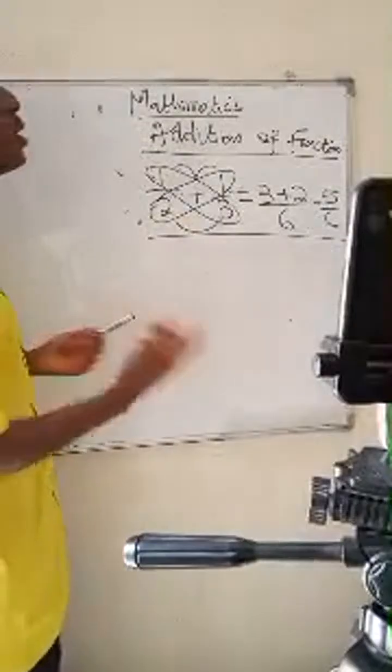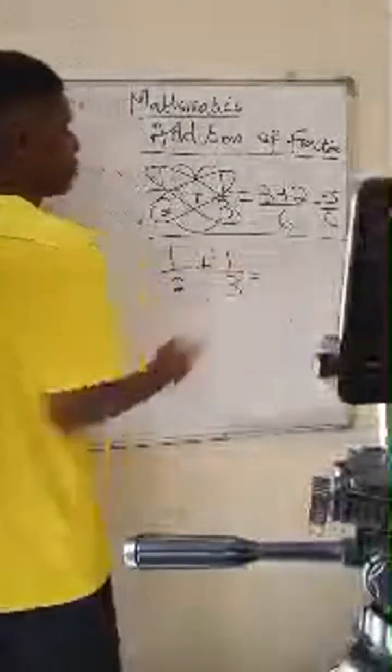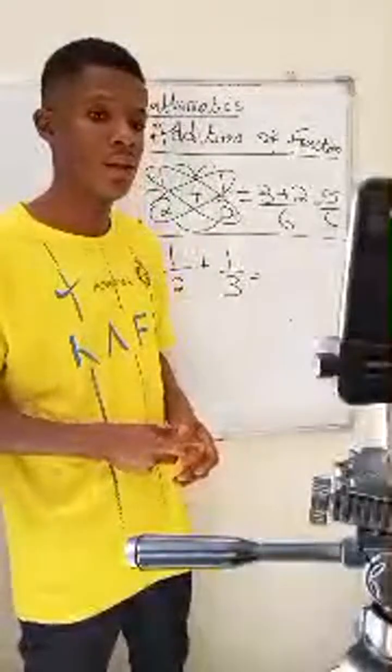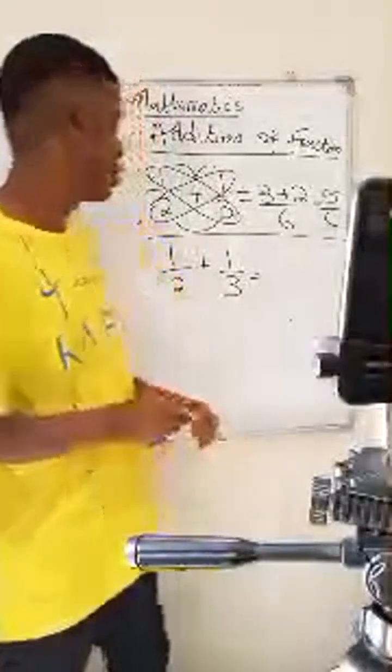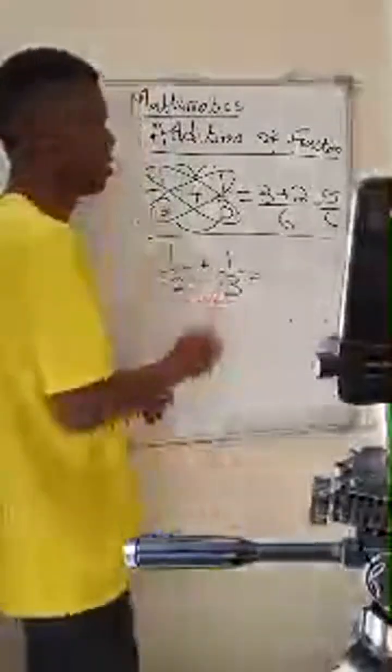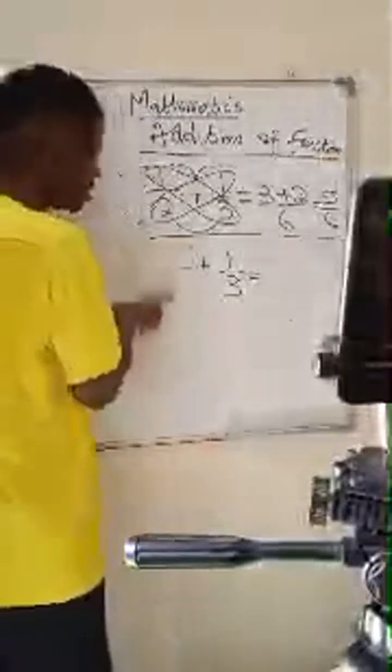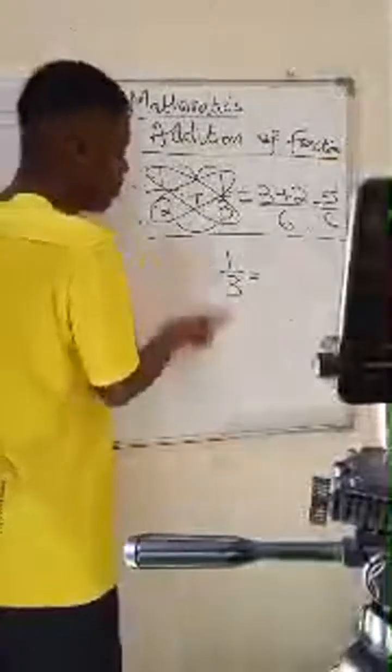There is also another method, so let's work it with another method. 1 over 2 plus 1 over 3. In this new method, do you have the knowledge of lowest common multiple, LCM? Do you know how to do that? Okay. So what's the LCM of 2 and 3? 1. Now, that means you don't have the knowledge of LCM. Let me remove it so that I won't confuse you. That should be another topic, okay?